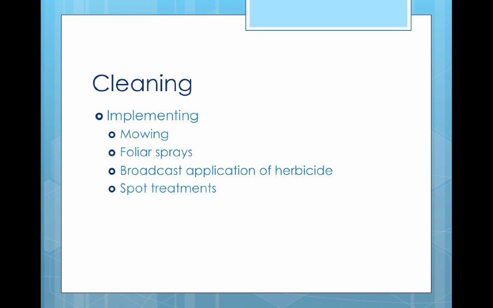Some implementations include, you can also clean, so again, we're looking at the same age class. Maybe you had an establishment period, maybe it's in a shelterwood and you wanted species A, but you got species A and B. So you might clean out species B, and that includes mowing, something like foliar spray, so herbicide. You could broadcast herbicides or use spot treatments.